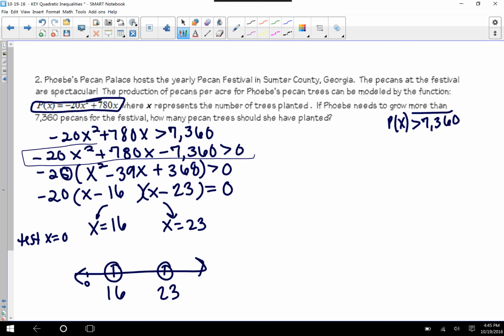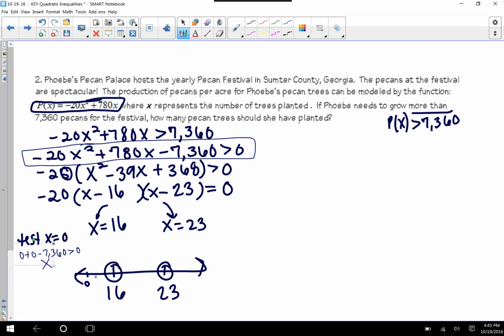This would work. Because when I plug in a 0, I know that anywhere there's an x, those are just going to become zeros. So I end up with 0 plus 0 minus 7,360 is greater than 0. And is that true? No, that's false.